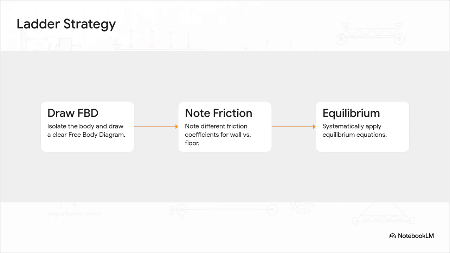First step, draw a flawless free body diagram. You need to completely isolate that ladder from its surroundings. Second, and listen, this is where I see so many students bleed marks. Pay super close attention to your coefficients of friction. The wall and the floor almost always have different friction values. Don't mix them up. Finally, you just systematically apply your 3 equilibrium equations.